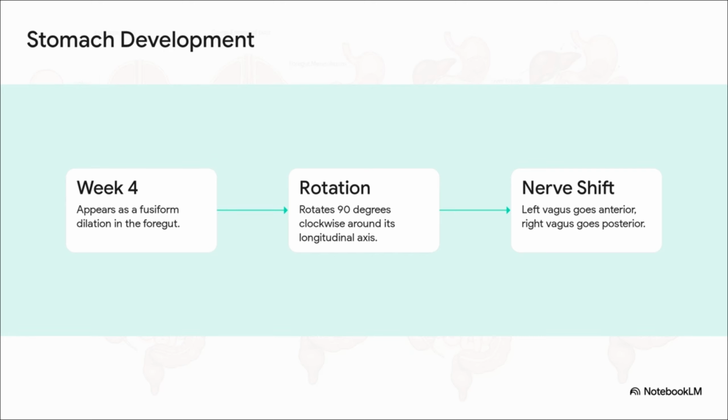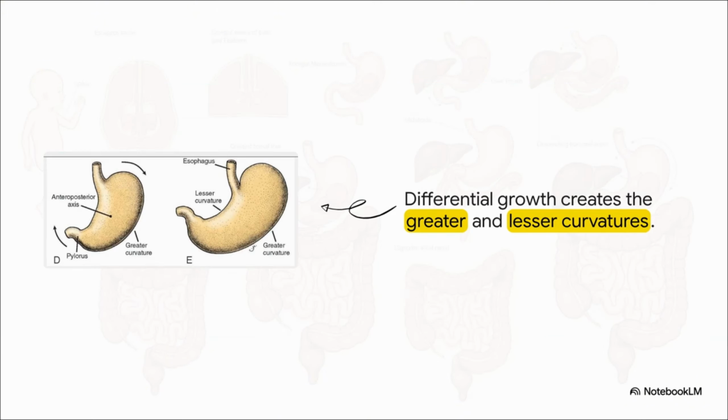Step 3, and this is the clincher. Because the stomach rotates, the vagus nerves ride along with it. The left vagus nerve now innervates the front, or anterior wall, and the right vagus nerve now innervates the back, or posterior wall. And it's not just spinning on one axis. It also rotates front to back, or anteroposteriorly. The original posterior wall actually starts growing way faster than the anterior portion. This differential growth is exactly what creates the greater and lesser curvatures of the stomach.